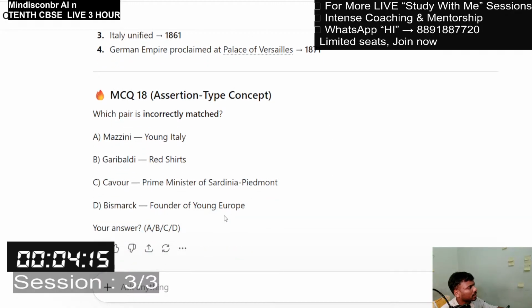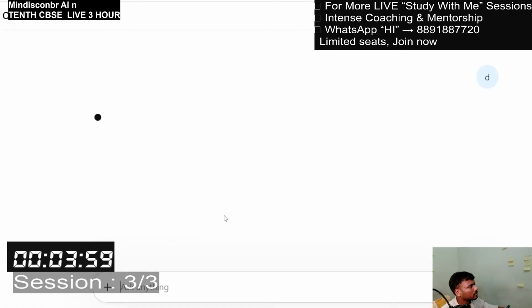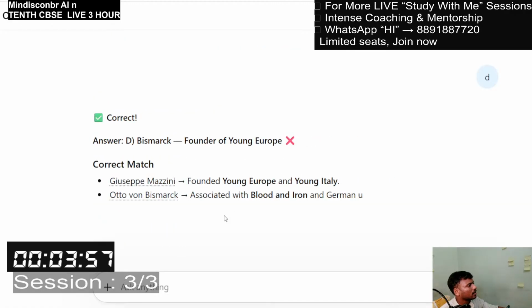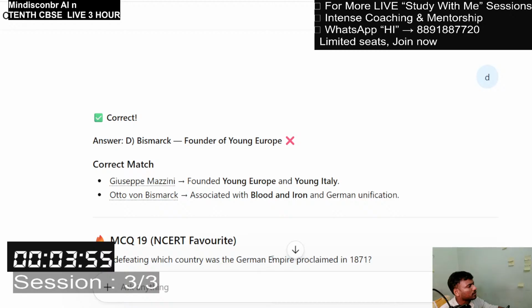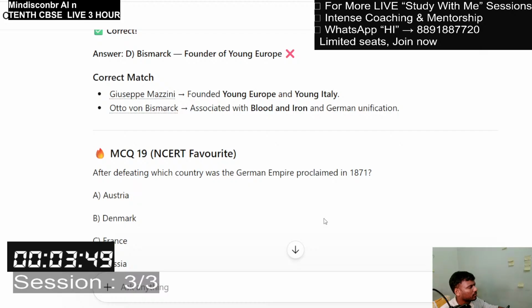Which pair is incorrectly matched? Mazzini, Young Italy, correct. Garibaldi, Red Shirts, correct. Cavour, Prime Minister of Sardinia-Piedmont, correct. Bismarck, founder of Young Europe, no. The founder of Young Europe was Mazzini. Giuseppe Mazzini founded Young Europe and Young Italy. Otto von Bismarck is associated with blood and iron and German unification.